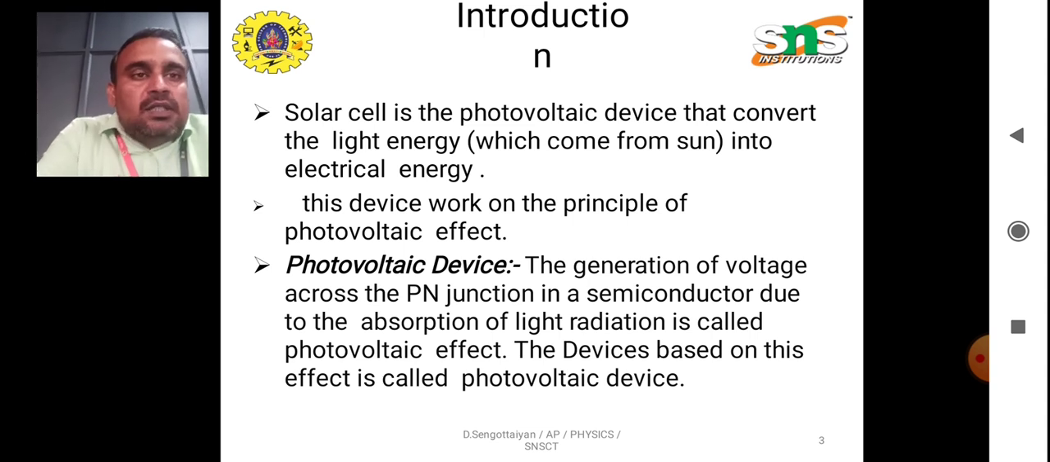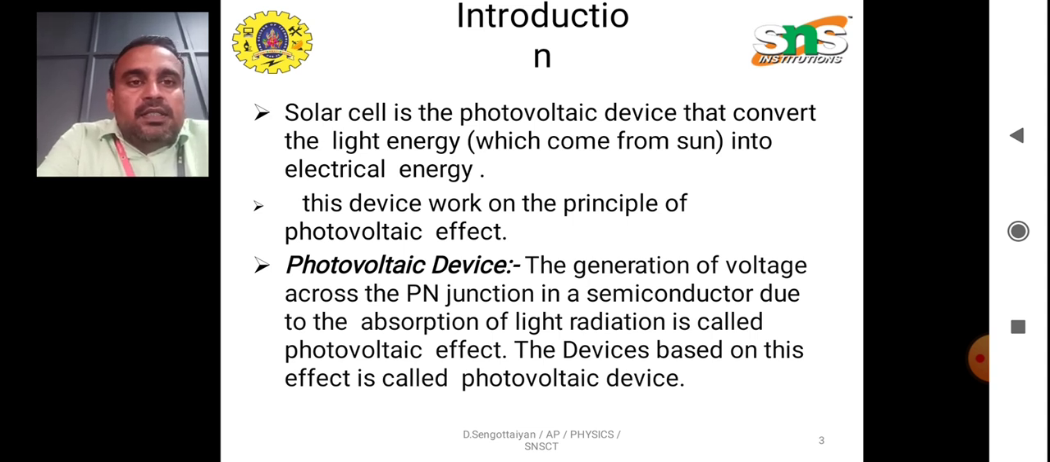A solar cell is a photovoltaic device that converts light energy into electrical energy. This device works on the principle of photovoltaic effect. The generation of voltage across the p-n junction in a semiconductor due to the absorption of light energy, light radiation, is called photovoltaic effect. A device based on this effect is called a photovoltaic device.